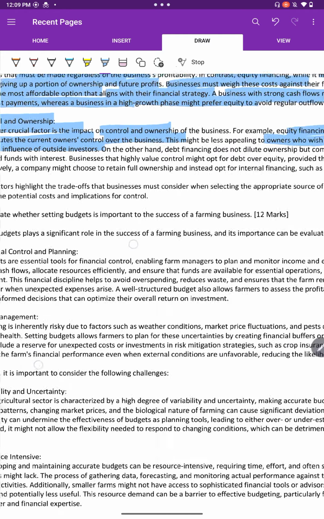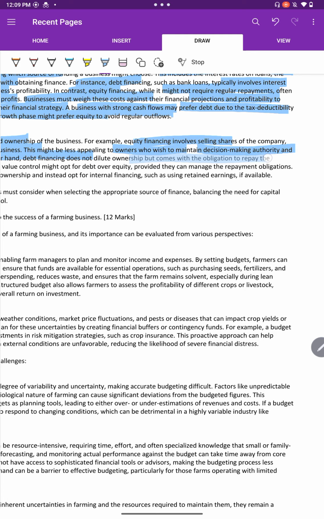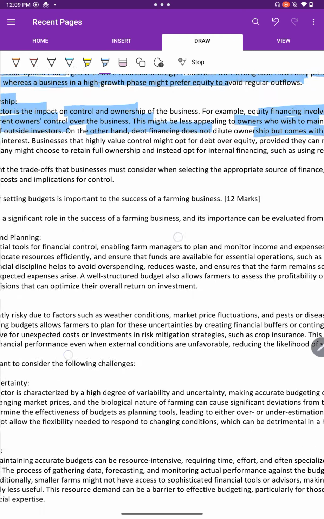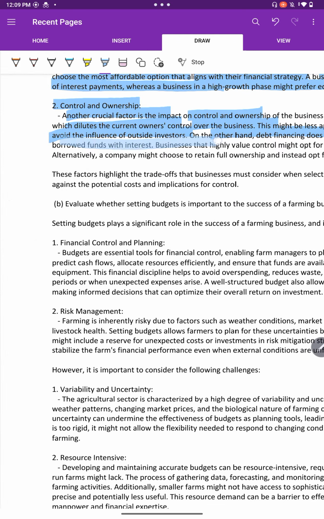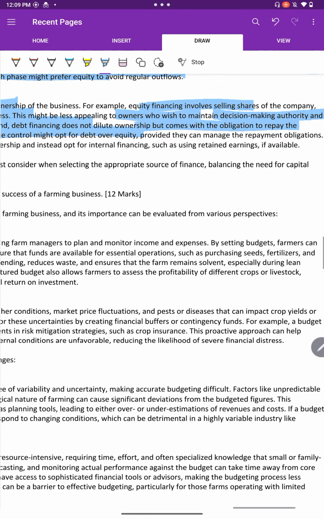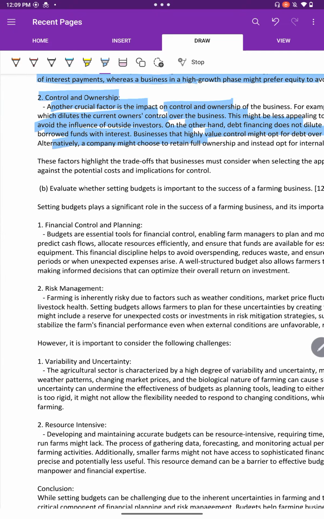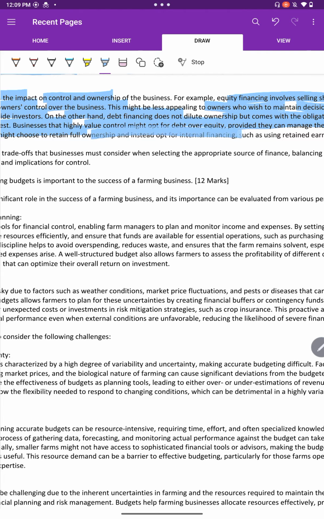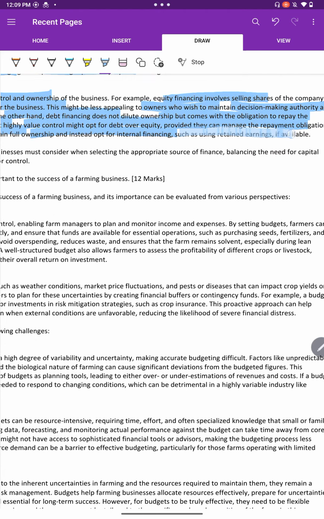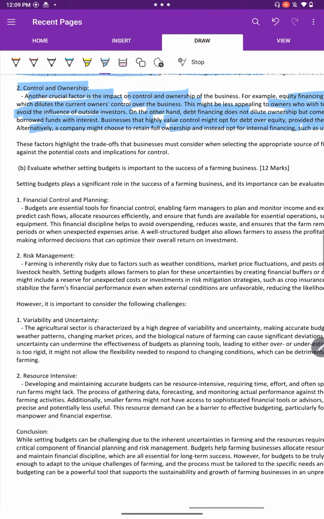of outside investors. On the other hand, debt financing does not dilute ownership but comes with the obligation to repay borrowed funds with interest. Businesses that want high control might opt for debt over equity, provided they can manage the repayment obligations. Alternatively, a company might choose to retain full ownership and instead opt for internal financing such as using retained earnings if available. So these are the factors.